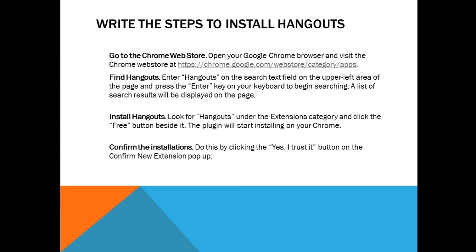So write the steps to install Hangouts. How can we install it? If you go to the web store, Hangout app options are there. So you have to go through the Chrome web browser, and a link is already given in this particular slide also. Open this link, find the Hangout, install the Hangout and confirm the installation. So easily all these are the steps to install Hangout step by step and how to use it.